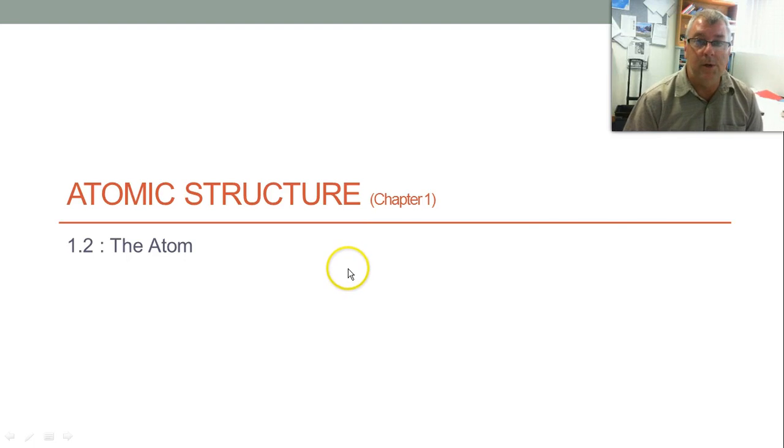This is video 1.2 in atomic structure, and this one we're going to look at the atom. Now a lot of you will already know about the atom, but this is all about making sure that we're all on the same page in terms of what we know about the atom, so that we can then move on to more complicated things. But first off, we'll have to do a little bit of introductory stuff.